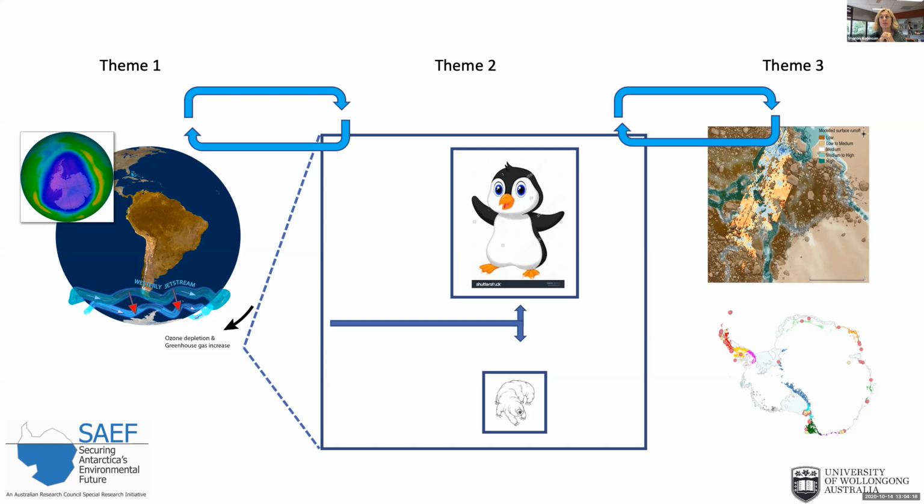So my work is really in theme 2. I'm interested in the climate effects on biodiversity. And a lot of that has been around direct effects such as the effects of UVB radiation or the effects of temperature on plant communities and plant health in Antarctica. But I'm also interested in how the climate effects influence what gets into Antarctica. So wind patterns and wind strength and ocean currents can be one of the things that actually helps to bring or exclude species from Antarctica.